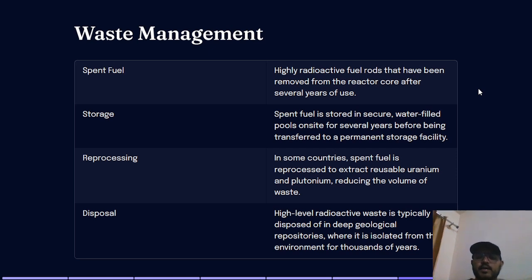Disposal. Here the high-level radioactive waste is typically disposed of in a deep geological repository, where it is isolated from the environment for thousands of years.